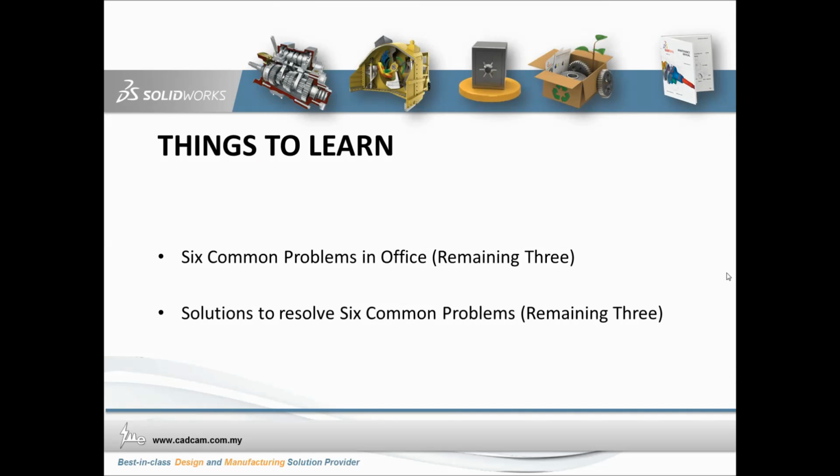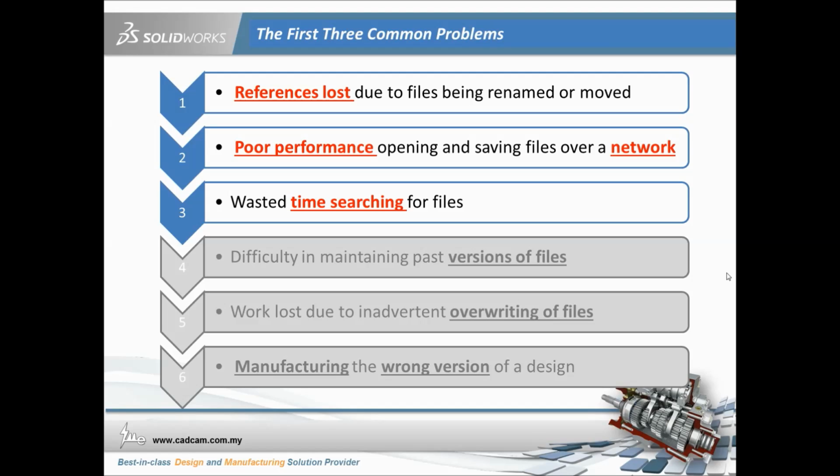Today we are going to continue with the remaining 3 common problems in the office and the solutions to resolve all of them. Let me give you some reminders of what we went through in the last webinar. We identified that reference loss is a problem, poor performance directly over the network, and that it's very wasteful of time searching.